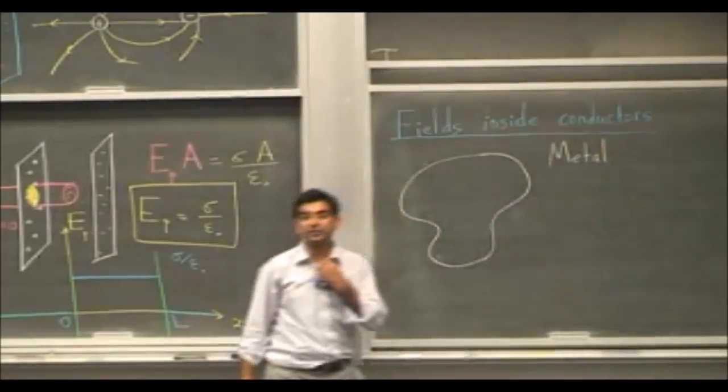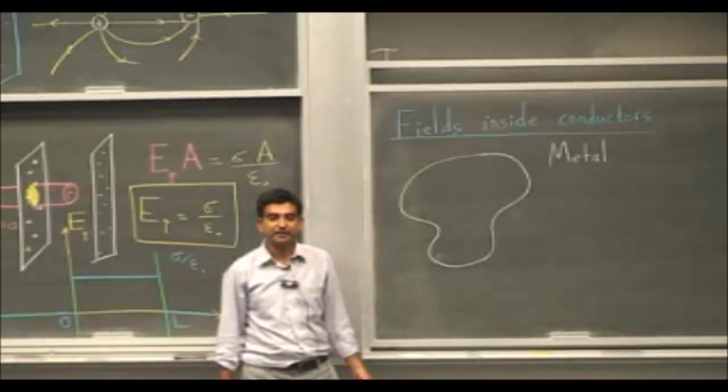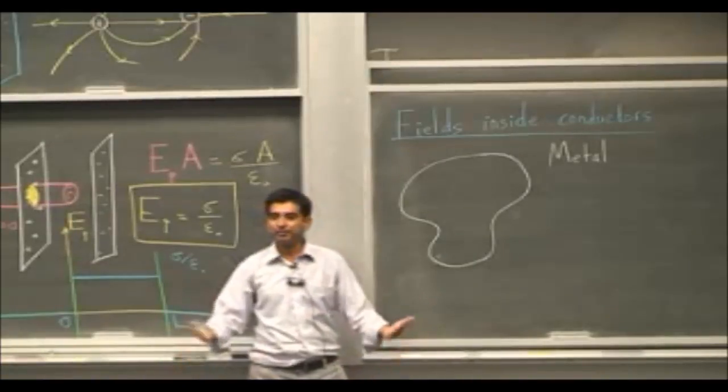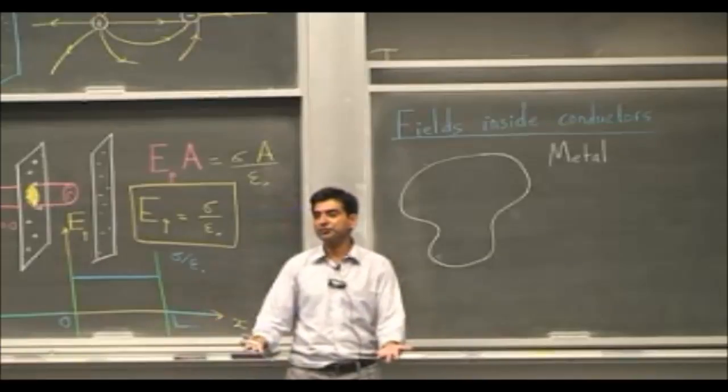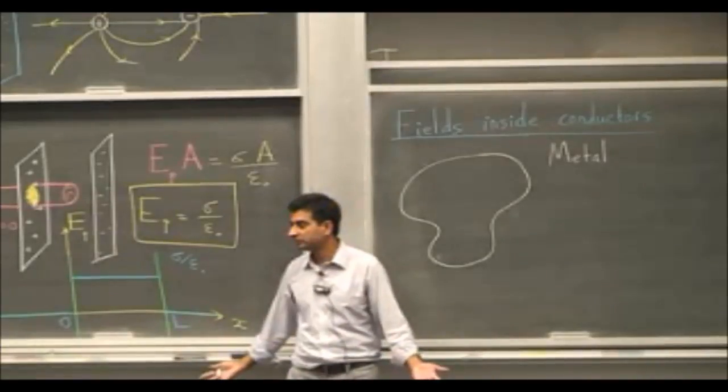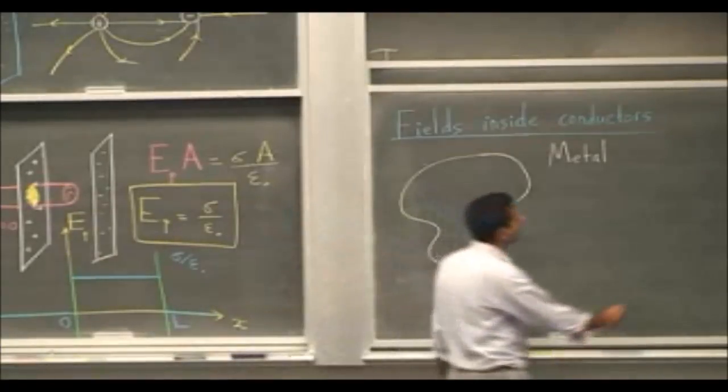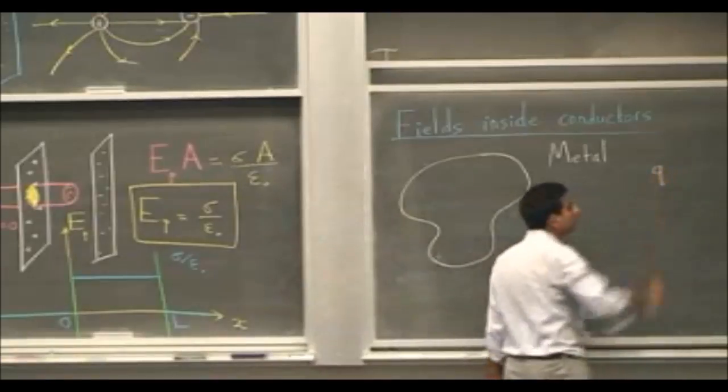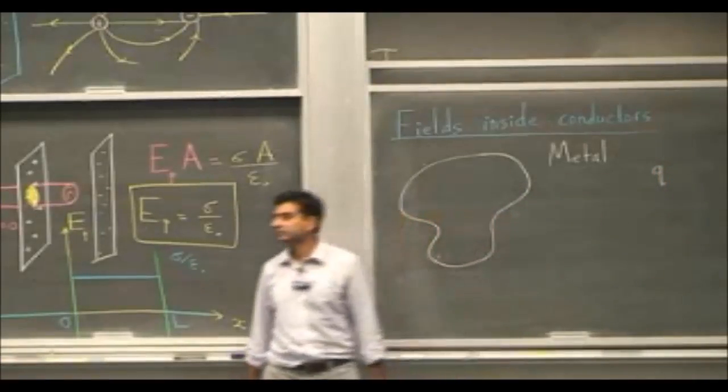Now metals have free charge carriers, which means there's a sea of electrons. You apply a force, an electric force, to these electrons, they can move. Okay? So if I have a charge Q, what force does it experience?